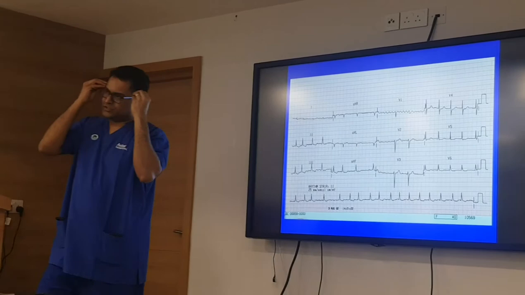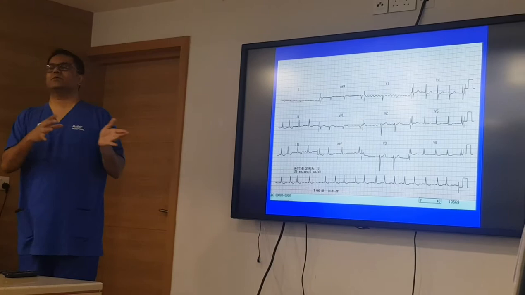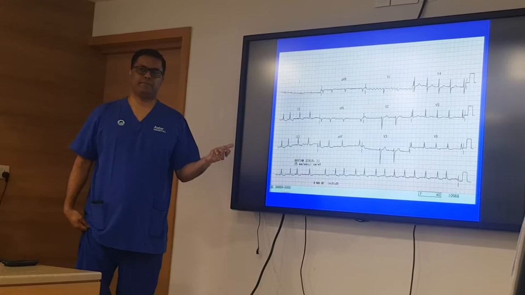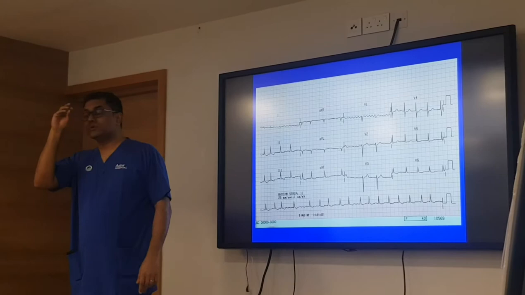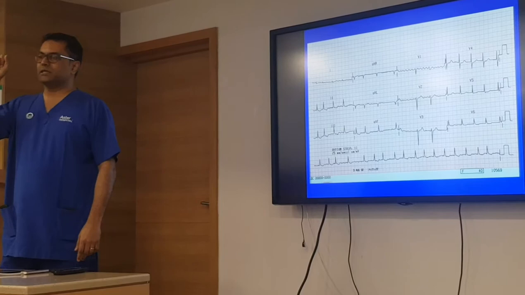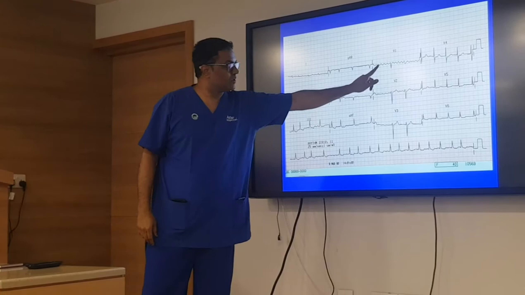Sometimes you can have atrial ectopics or ventricular ectopics. So the first criterion you said is an irregular rhythm. Number two, P waves will be absent. You don't see definite P waves. Here you see what is called an F wave, actually a fibrillatory wave. I told you the P wave is atrial activity, right? When the atrium, rather than contracting normally, is just fibrillating, it generates these signals. Some are small, some are stronger.